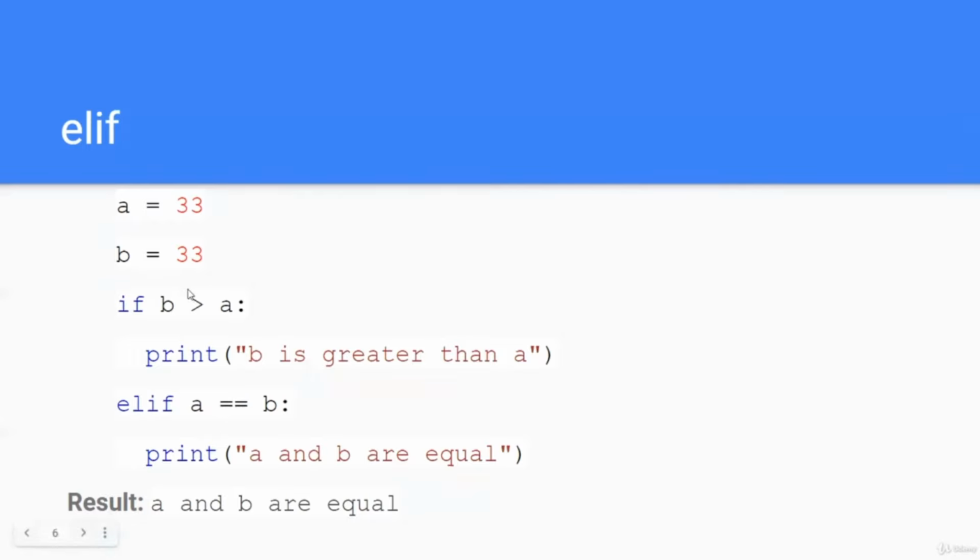In this case, A is 33, B is 33, so A equals B is the right condition. So what will it execute? A and B are equal. Program execution will start from the if. B greater than A is false, so it will not execute this line. Now it will jump to the elif condition. And you can see that in the elif condition, A and B are the same, so this condition becomes true. That's why the result of this will be A and B are equal. This print statement has been executed.